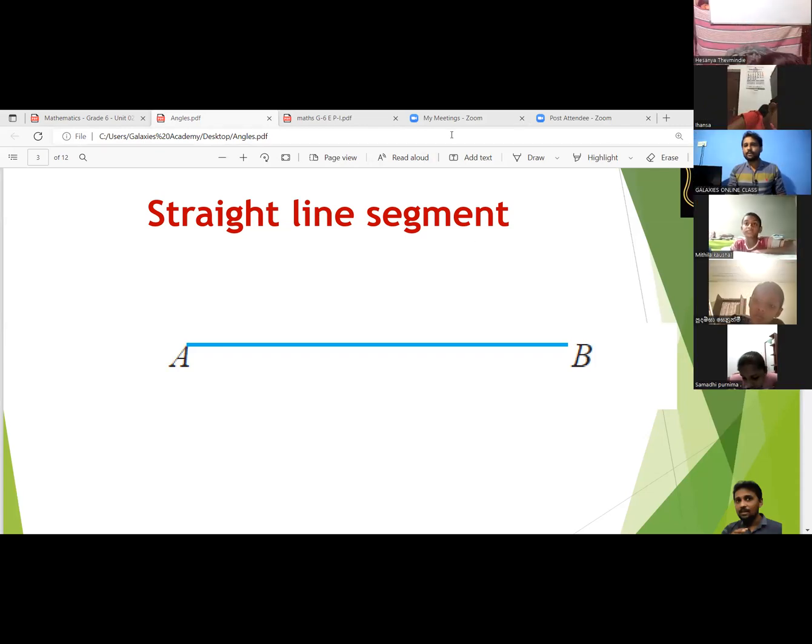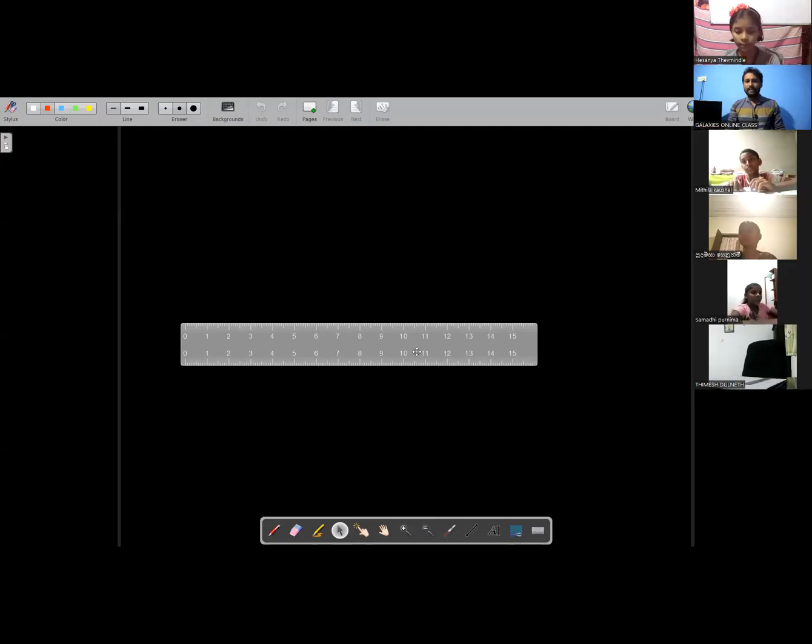Right. Now look at how you can draw the straight line segment. For drawing the straight line segment, you have to use your ruler and the pencil. So you take the ruler and your pencil. I keep the ruler, then I will take my pencil. Then I can draw the straight line segment like that.